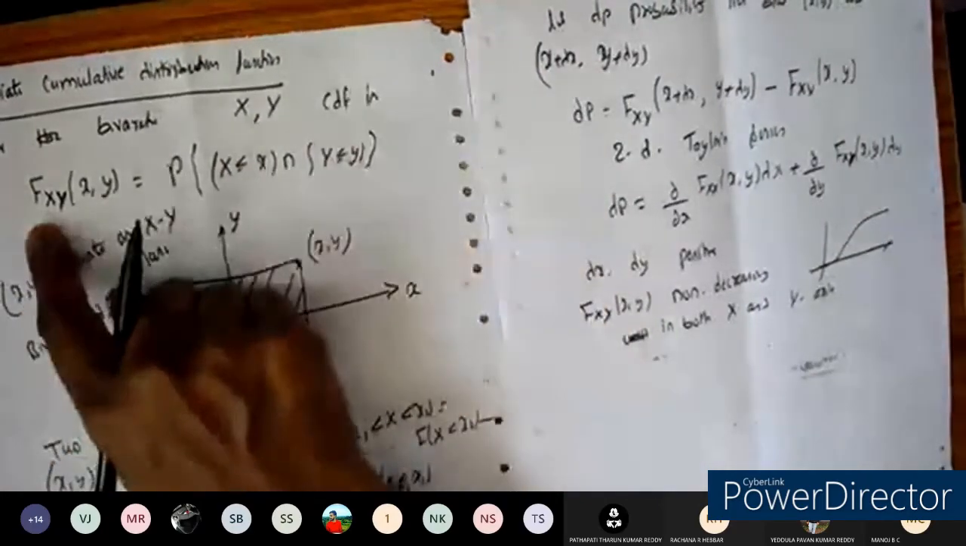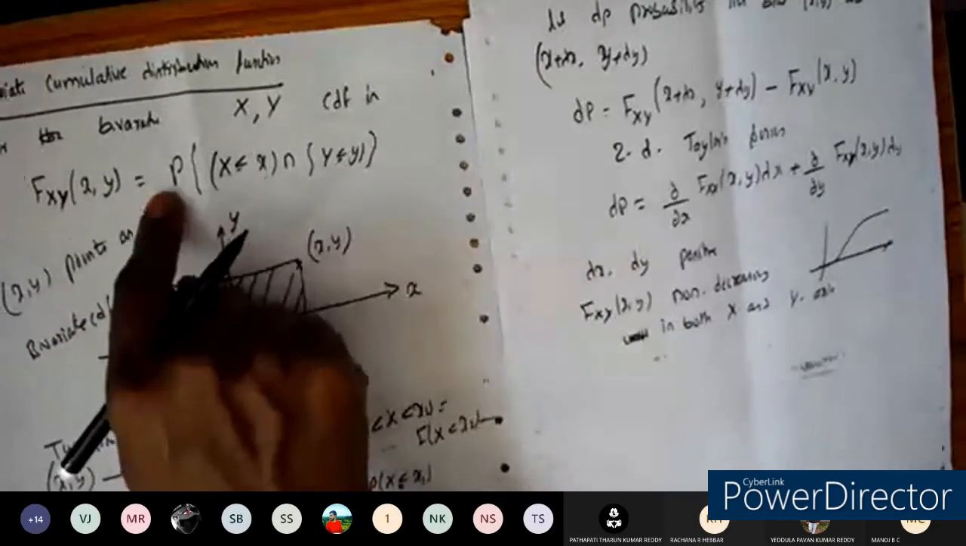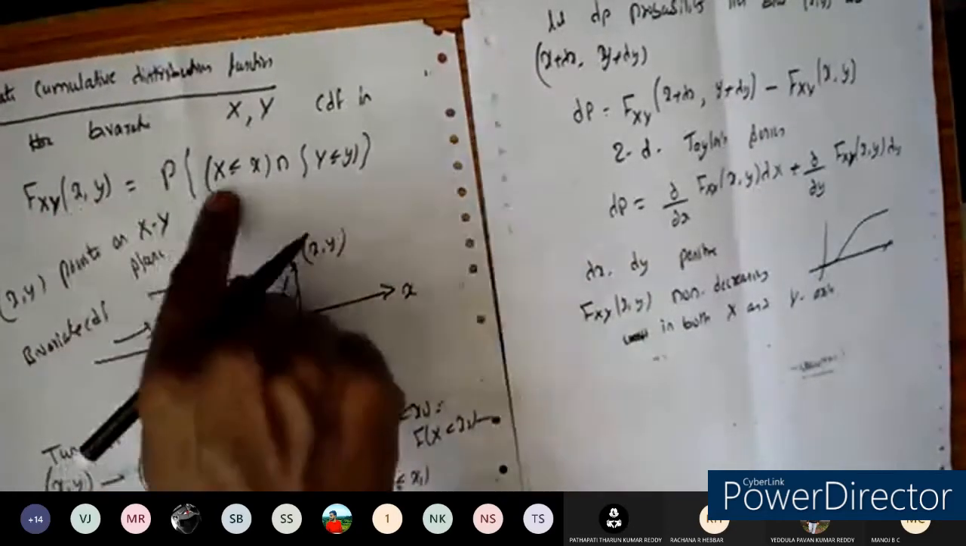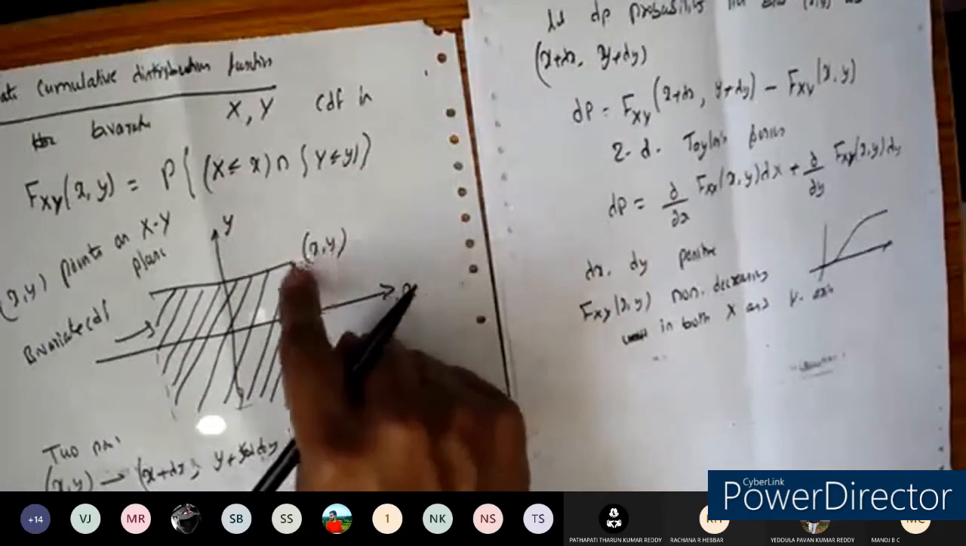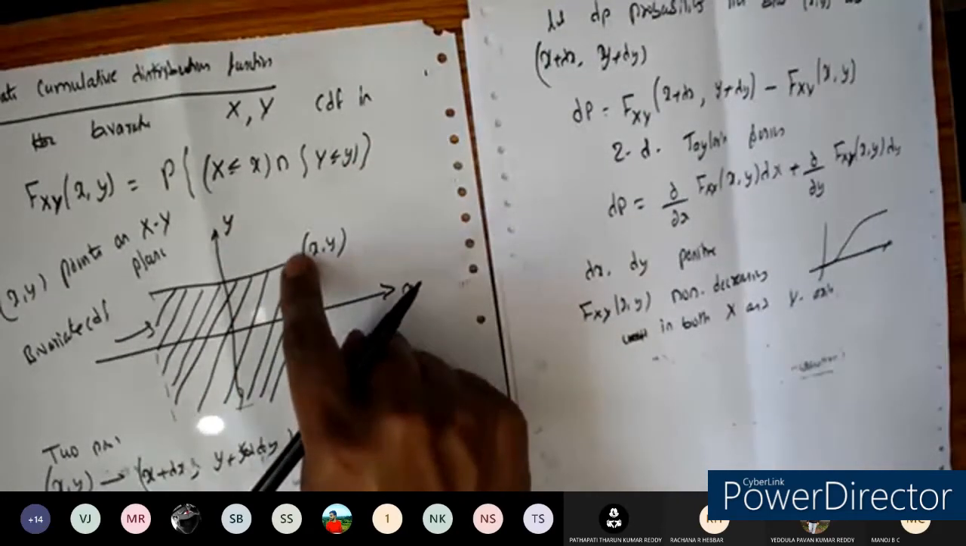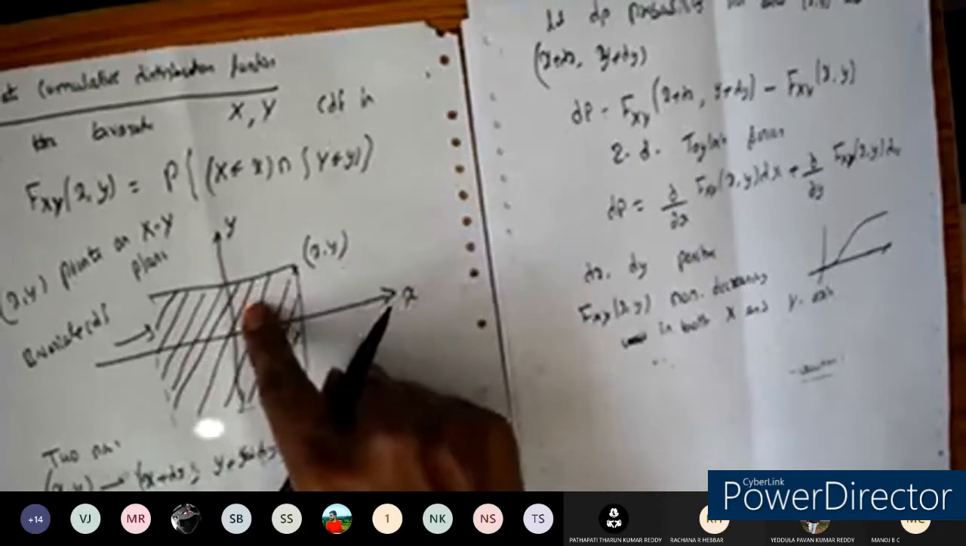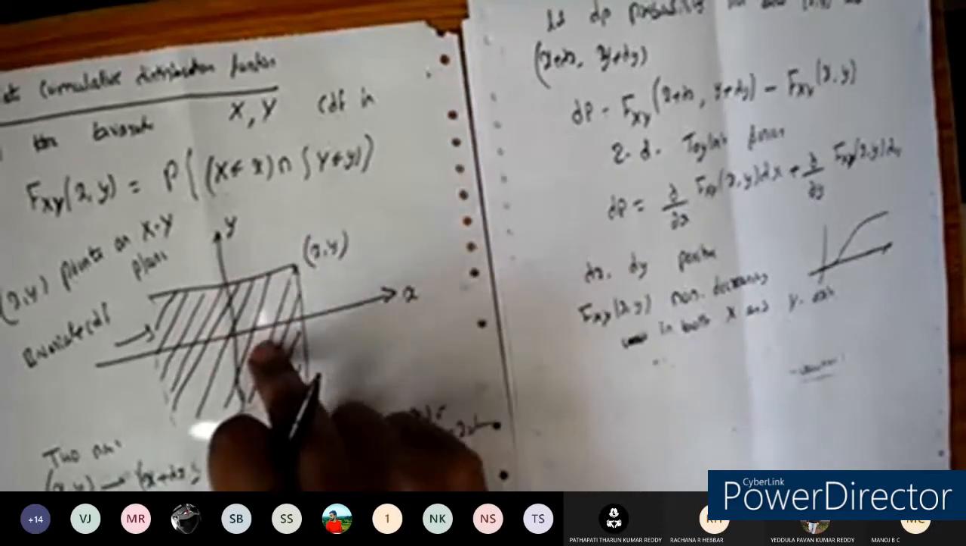So let us recall the single CDF. The same thing has been expanded for the bivariate CDF also. It will be defined like this here. Here we are going to assume x and y are the points on the plane, on the xy axis. It can take a value something like this. So this is an example of the bivariate CDF.